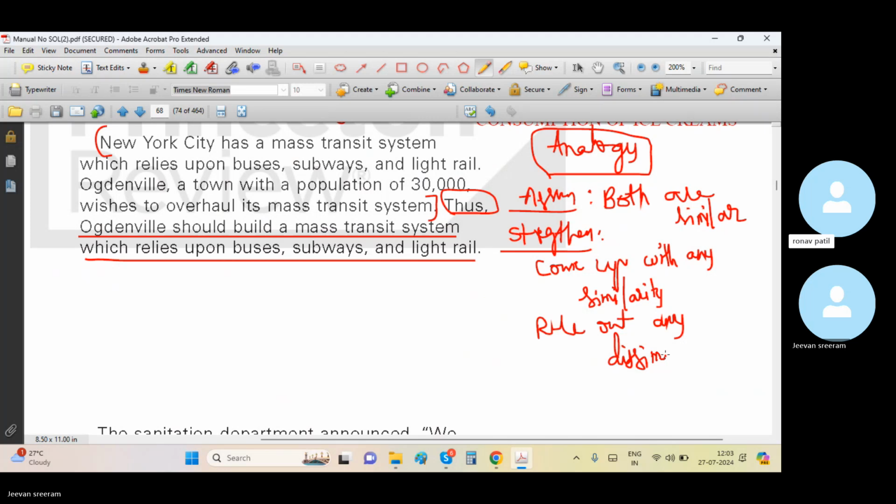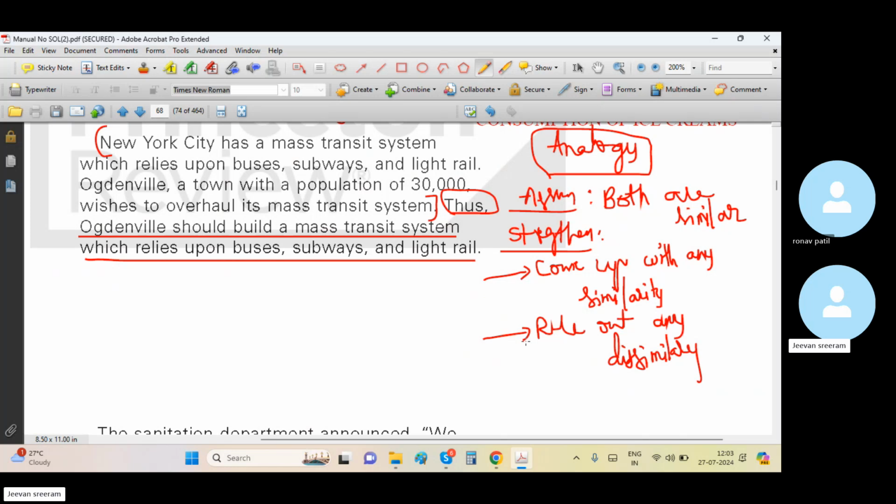So there are no dissimilarities, no question. If you really want to strengthen, you can rule out dissimilarity. To strengthen, you can come up with any kind of information, any kind of case or situation or scenario, right?